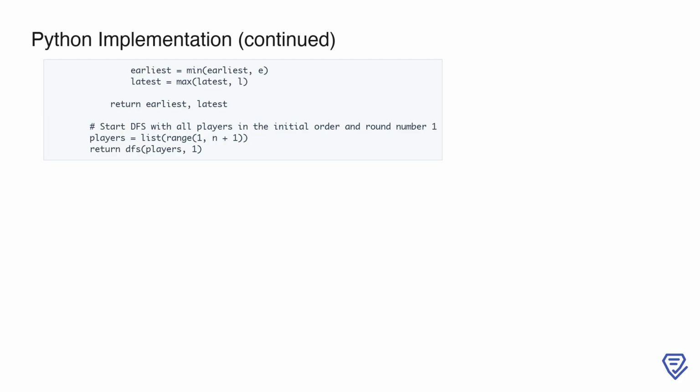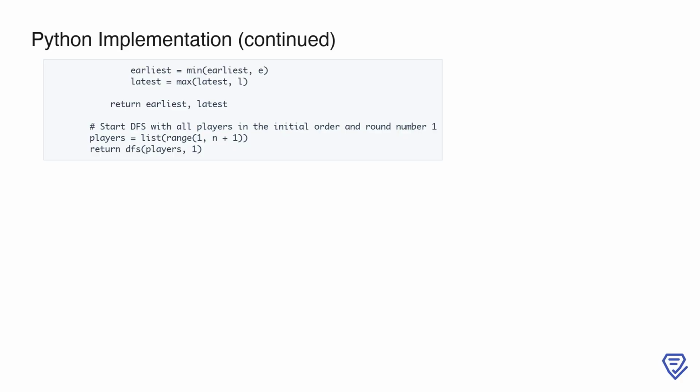For each recursive call to the DFS function, we compute the earliest and latest rounds by taking the minimum and maximum values across all outcomes. The earliest variable is updated by comparing the current value with the result from the recursive call, and similarly, the latest variable is updated to track the maximum round number. Once all outcomes are processed, we return these two values.